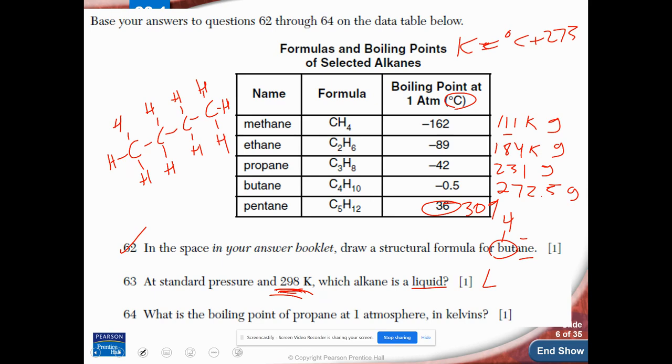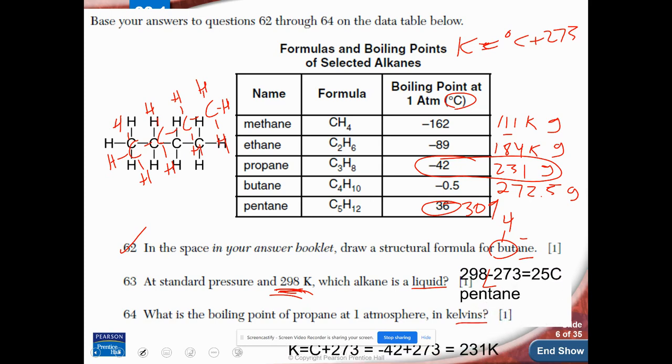And what is the boiling point of propane in Kelvin? Well, we already did that. That's 231. Okay, so there we go, and that wraps up this part.